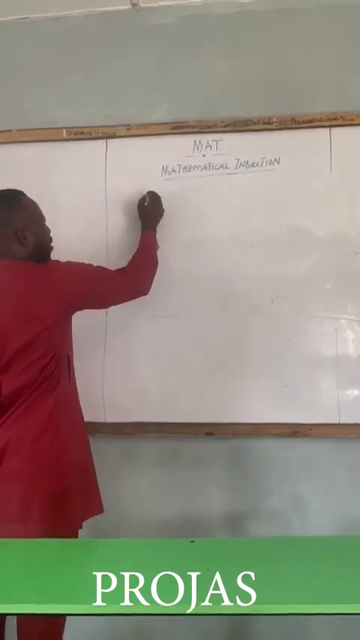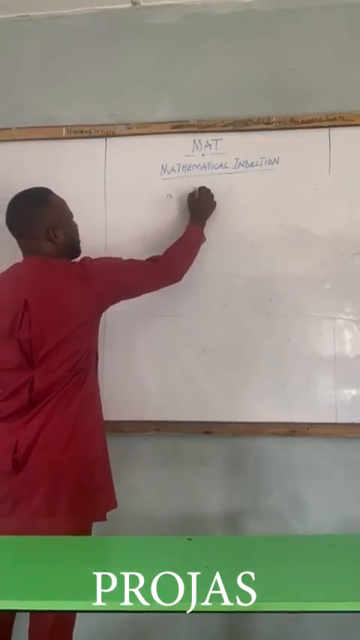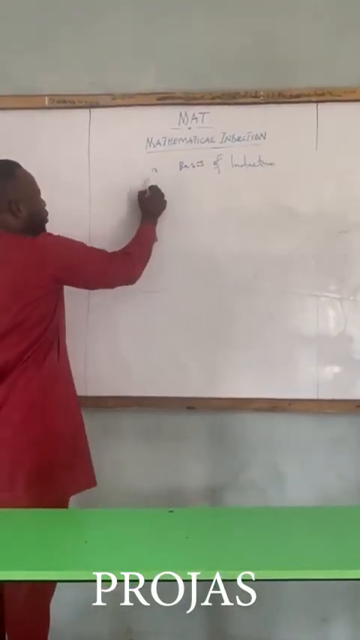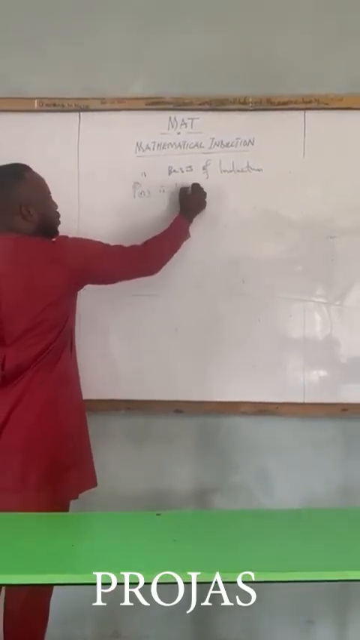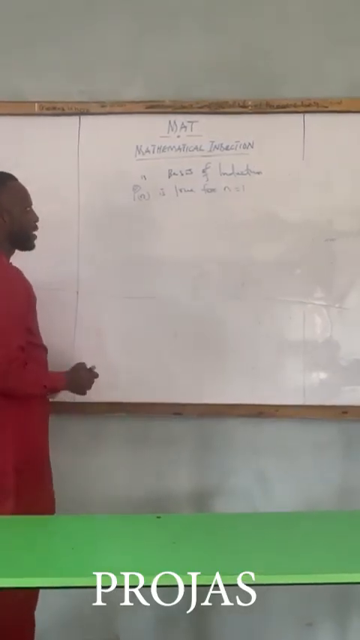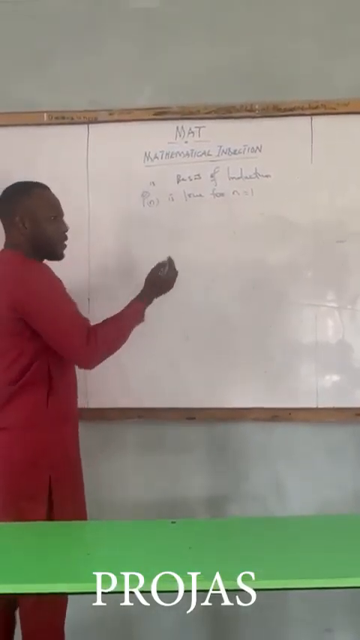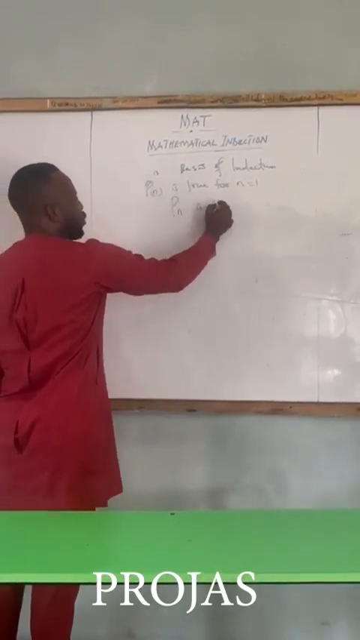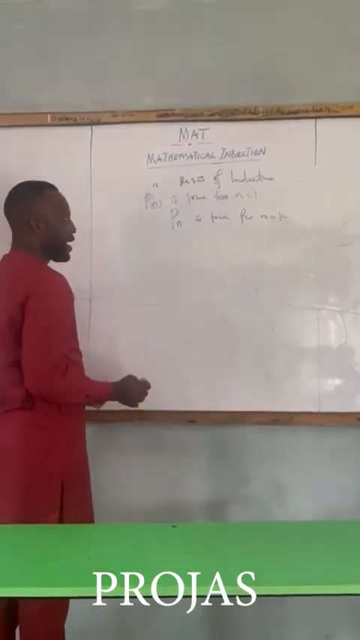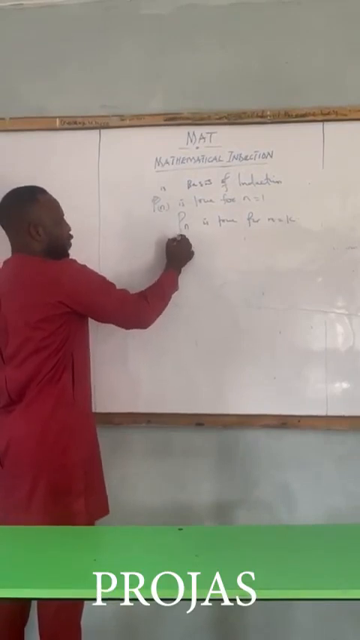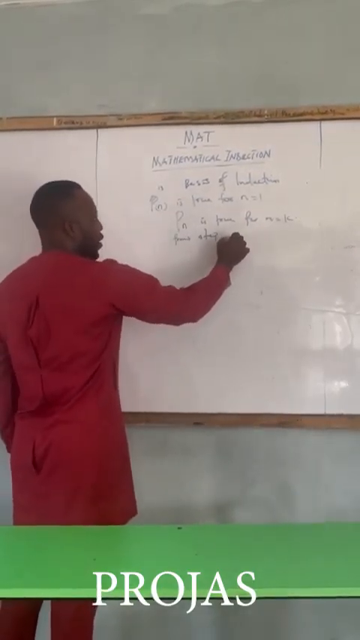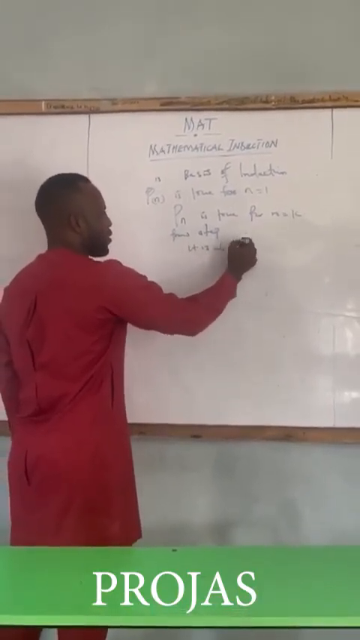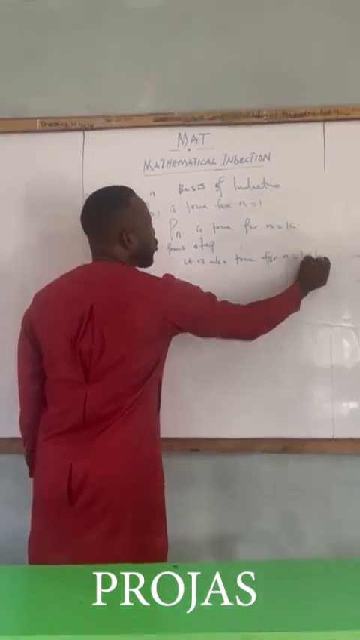So it means that the first step of mathematical induction is called the basis of induction, which is for us to check if the statement Pn is true for n equals 1. The second step, an inductive hypothesis that Pn is true for n equals k. Then finally, from step 2, that is from Pn being true for n equals k, we can then show that it is also true for n equals k plus 1.